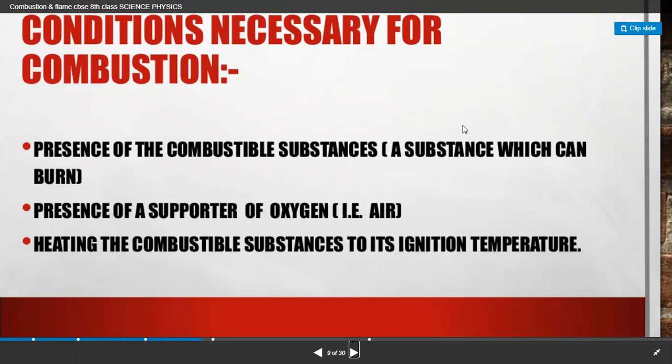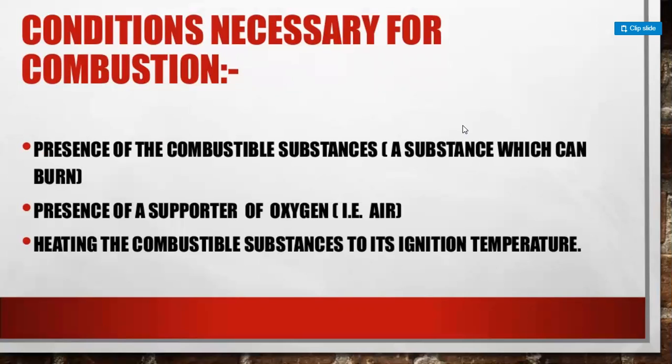Now we know the conditions necessary for combustion. We have already discussed combustion. The process of burning of a substance in air or oxygen with the evolution of heat and light is known as combustion. So what are the conditions required for combustion to take place? First is the presence of a combustible substance. Of course, the substance which we are burning should be combustible. If the substance is non-combustible, it will not burn.